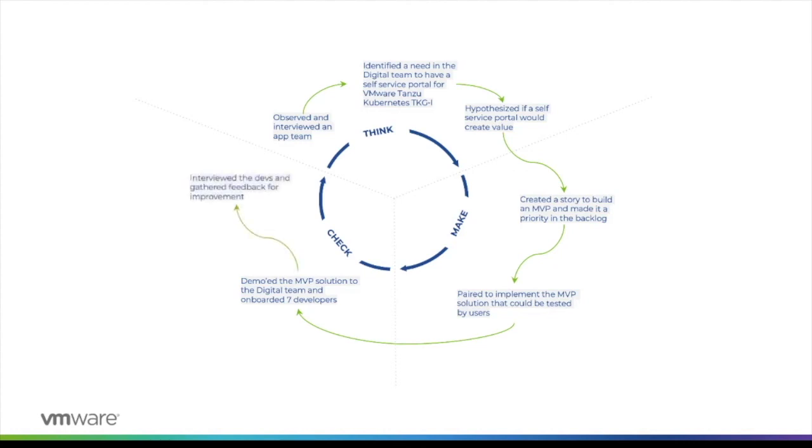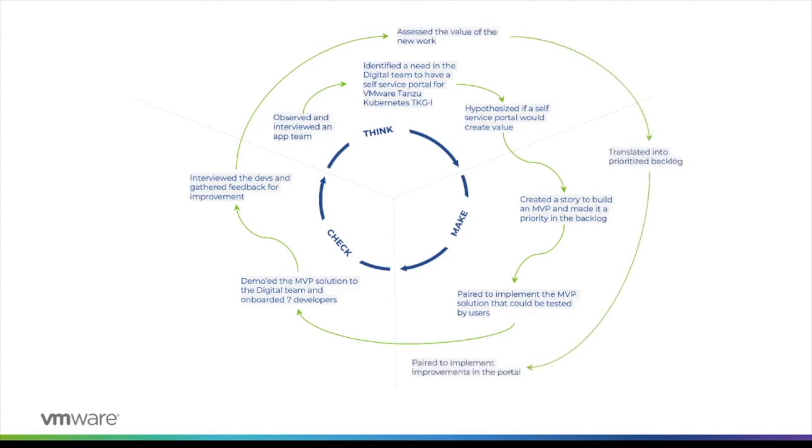We interviewed the devs and gathered feedback for improvement. We assessed the value of the new work. We then translated that into a prioritized backlog. We paired to implement improvements in the portal. We collected usability data to improve the usability of the portal. We automated a user feedback collection scheme for new onboarded users as the platform scales.